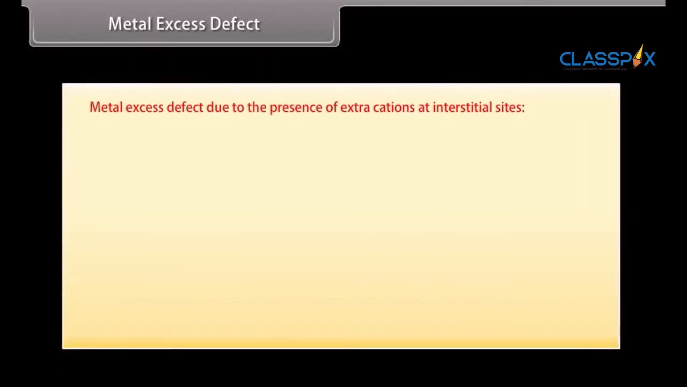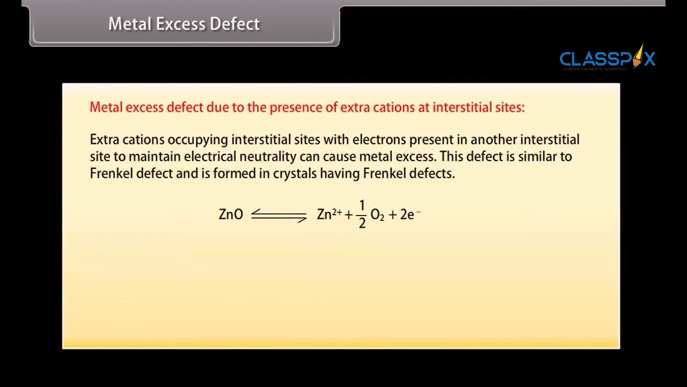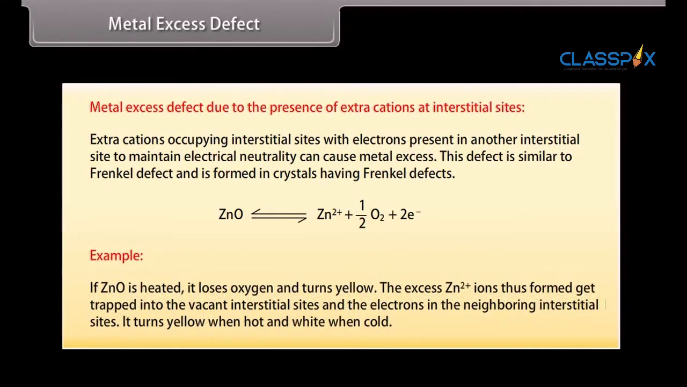Metal excess defect due to the presence of extra cations at interstitial sites. Extra cations occupying interstitial sites, with electrons present in other interstitial sites to maintain electrical neutrality, can cause metal excess. This defect is similar to Frenkel defect and is formed in crystals having Frenkel defects. Example: if ZnO is heated, it loses oxygen and turns yellow. The excess Zn²⁺ ions thus formed get trapped into the vacant interstitial sites and the electrons in the neighboring interstitial sites. It turns yellow when hot and white when cold.